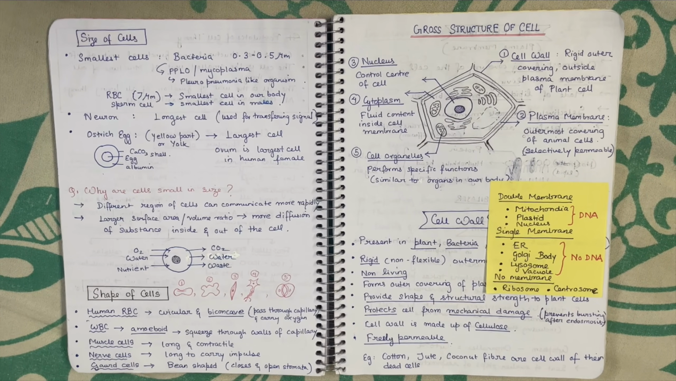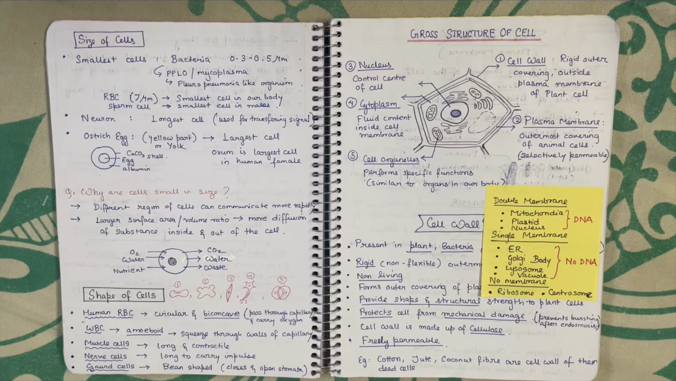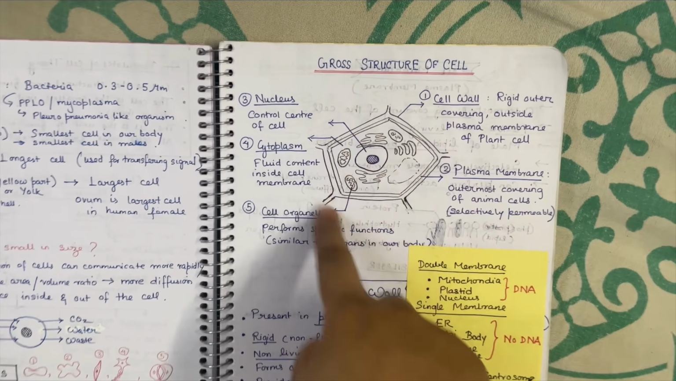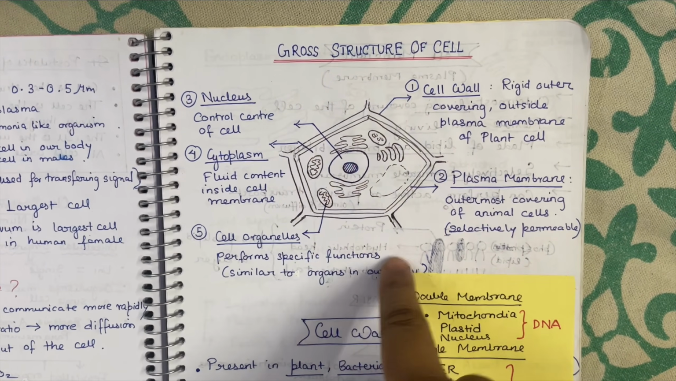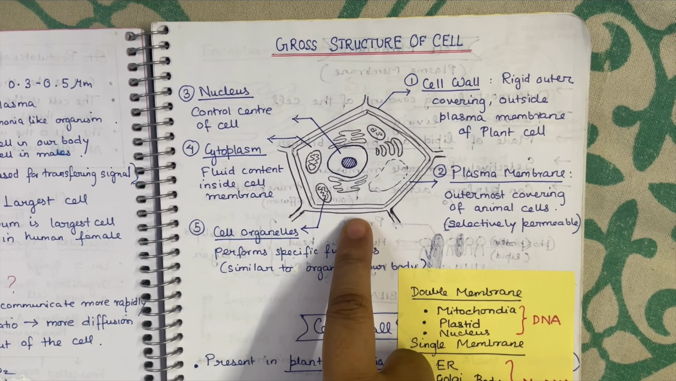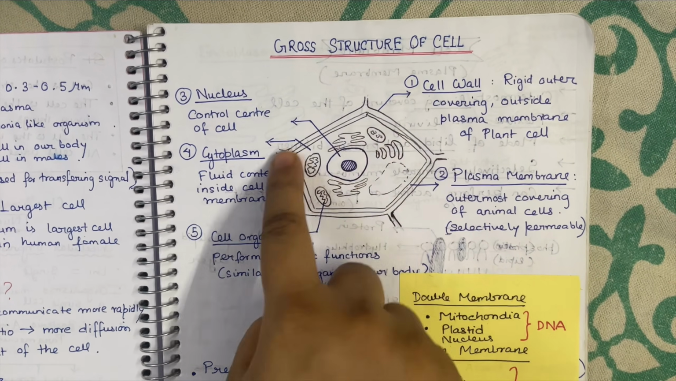Today, let's revise the parts of a cell in under a minute. So, this is the gross structure of a cell. You can see the diagram of a cell here. This is the diagram of a plant cell. What are the parts in the cell?